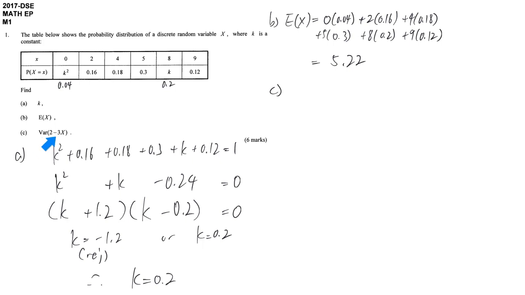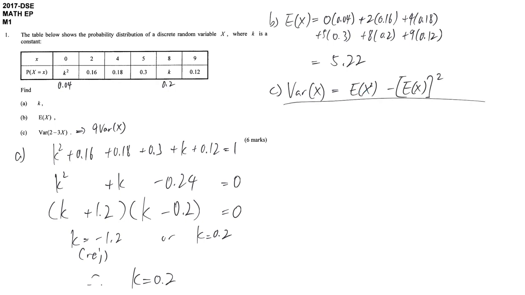C, they ask us about the variance of this. We know that this is equal to 9 times the original variance. But now the problem is, what is the variance of x? That's why we better calculate the variance of x first. Variance of x is equal to E of x squared minus E of x, the whole thing squared. It's too complicated for me, so I'm going to break down the calculation.